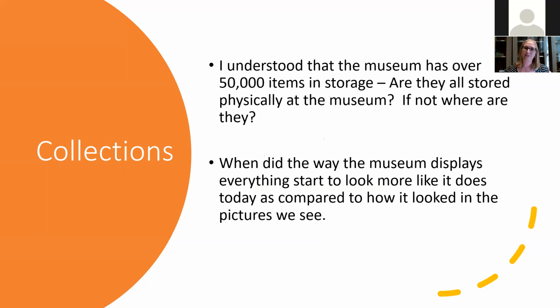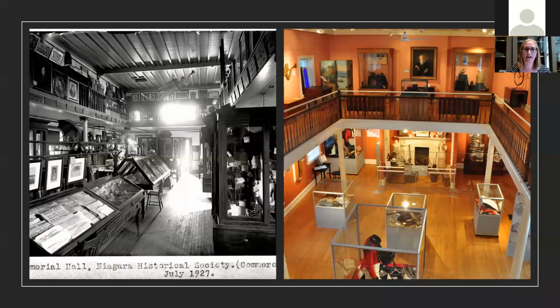When did the way the museum displays everything change? How did it used to look, and how does it look today in comparison? Good question, and I don't have the exact answer for you. I did study the history of museums in my undergrad, and I was asking the staff today, where are my old books so I can get the dates? But my guess would be probably around the 1970s or 60s or so, they probably started clearing things out a bit more, probably the turn of the century is my guess.